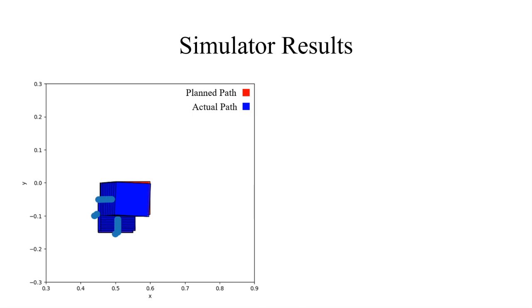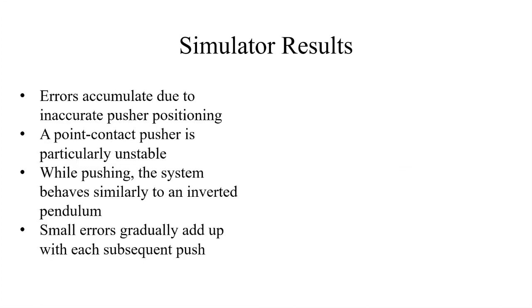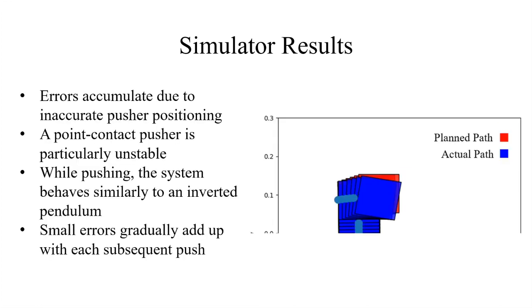Due to the feed-forward nature of our controller, we observe an accumulation of error for longer trajectories. These errors result from inaccurate pusher positions relative to the block. Point contact pushing in particular suffers from instabilities. Small errors in position lead to unplanned moments on the block, causing steadily larger errors as the trajectory unfolds.